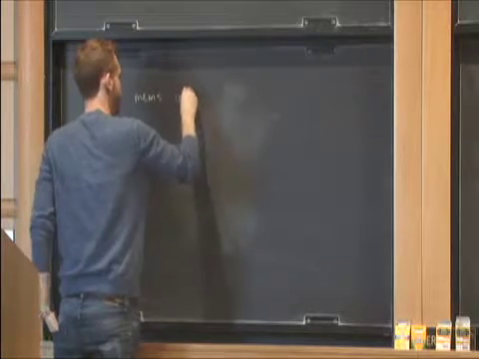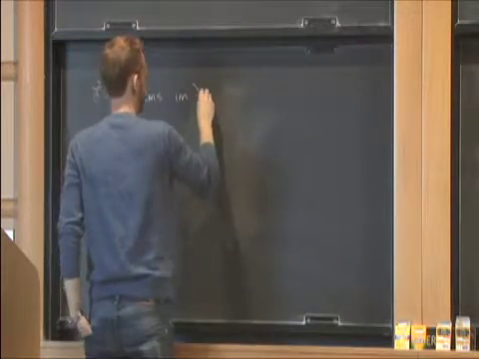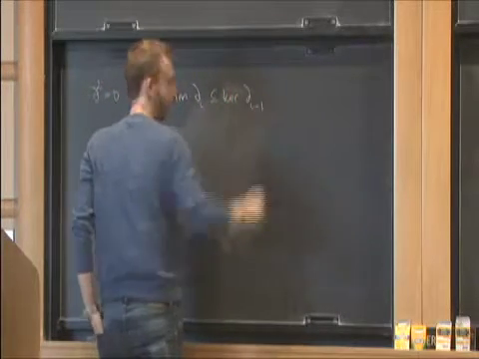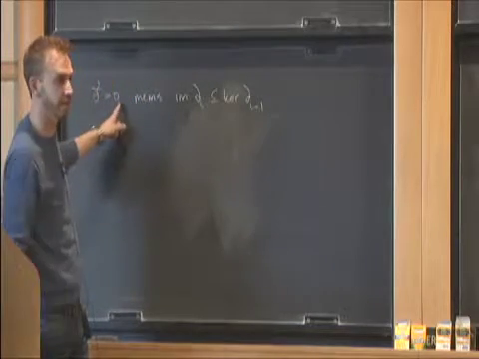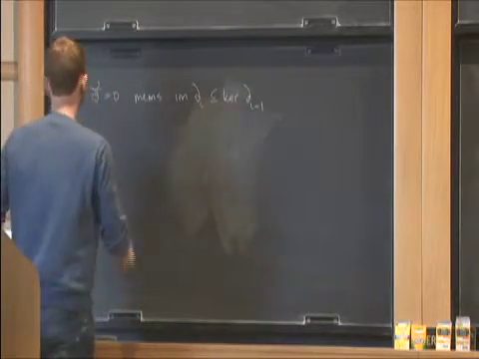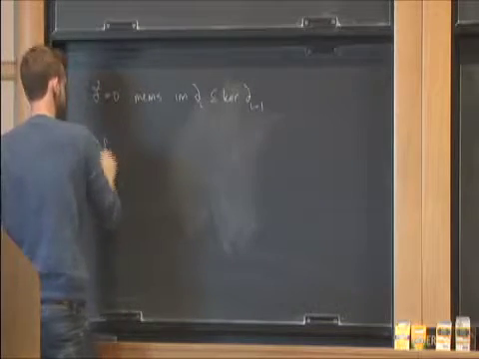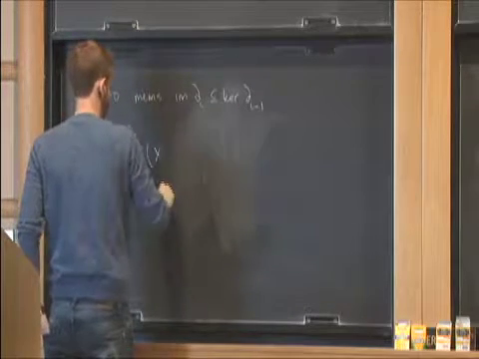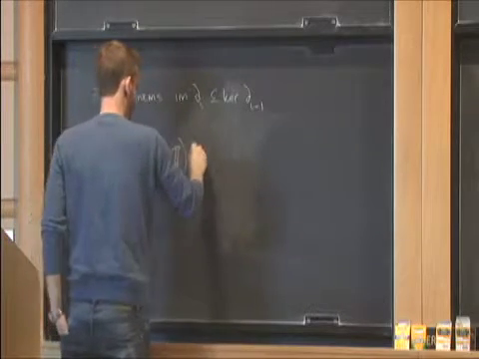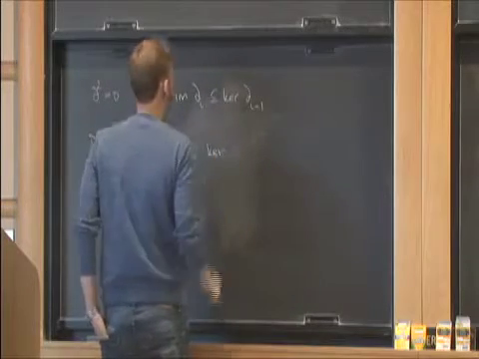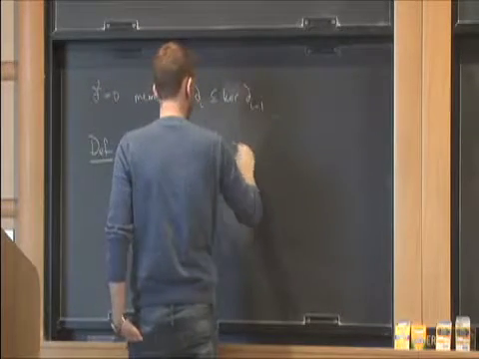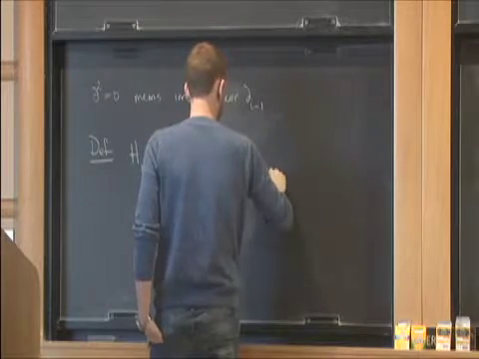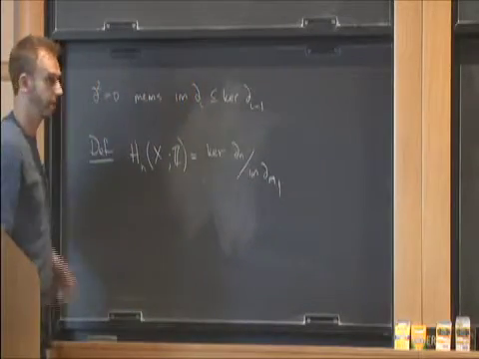It means that the image of d_i is contained in the kernel of d_{i-1}, right? So this is just a restatement of this fact right here. So, definition: H_n of X with coefficients in Z is the kernel of d_n modulo the image of d_{n+1}. Okay? Does this make sense?